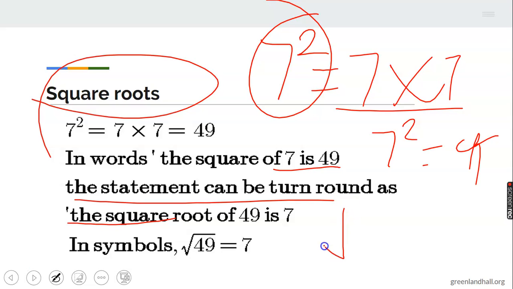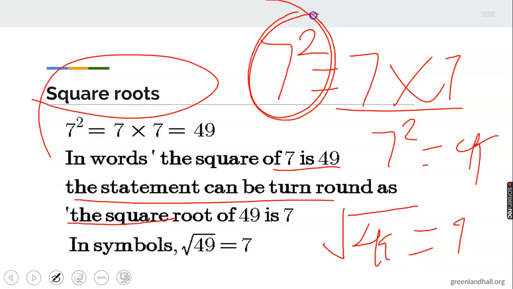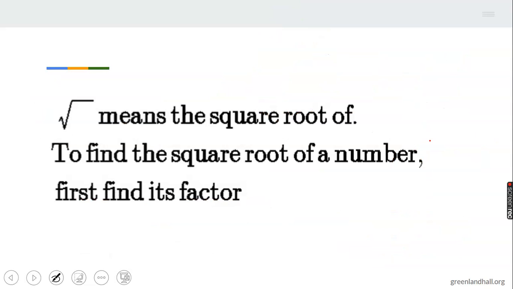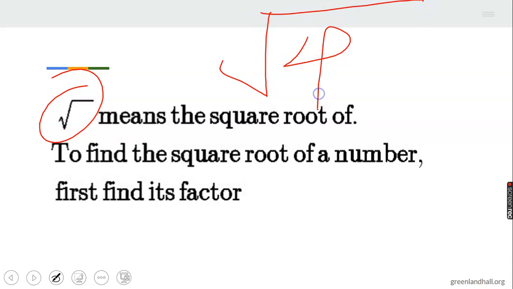That is, this symbol is called square root. Now, the square root of 49 equals 7. That is, moving from this side, which is 7 times 7 equals 49, we then use the square root to move back to the square of 7. Now, this sign means the square root of. I can have something like this. I say the square root of 4. That is, this sign means square root. The square root of 4 equals 2.